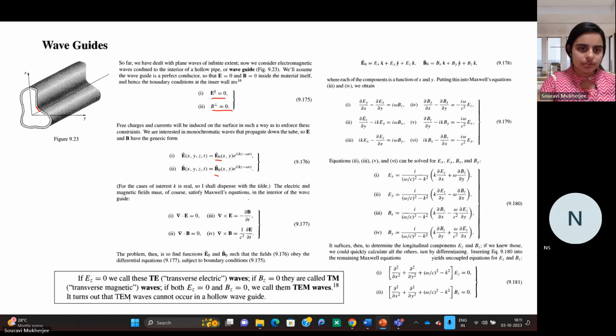So now the electric and the magnetic fields must satisfy Maxwell's equations. And what are the Maxwell's equations? These are the Maxwell's equations that we have to satisfy. So now what we do is we express these electric fields in terms of different components in X, Y, and Z. Same goes for the magnetic field. And we put it in our Maxwell's relations. So that gives us these relations which relate the different components.